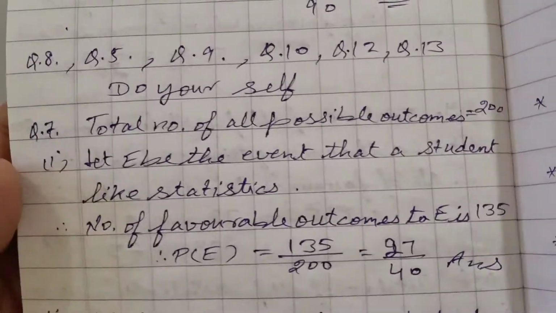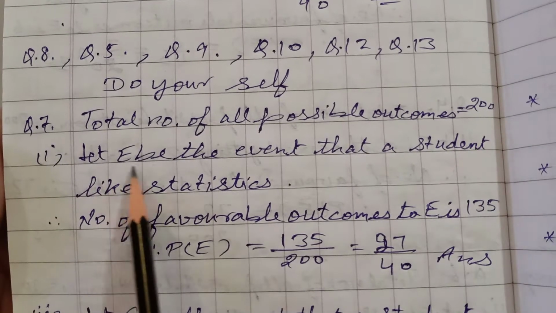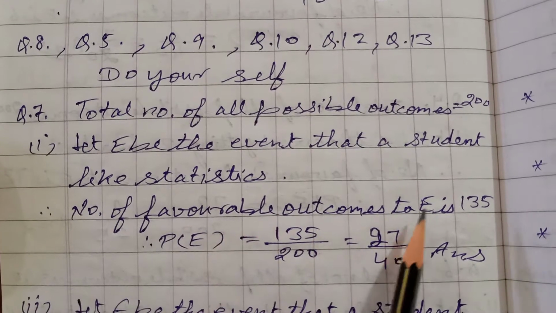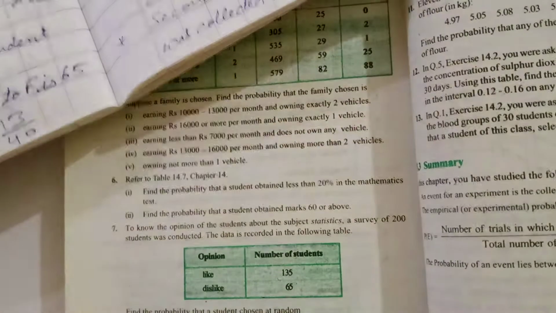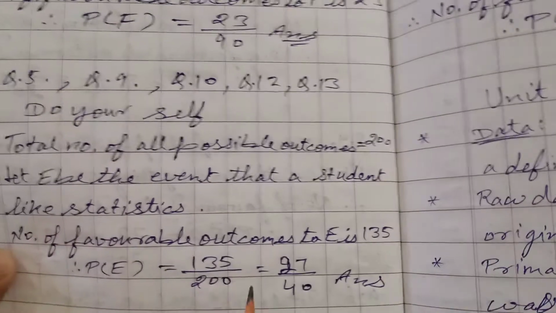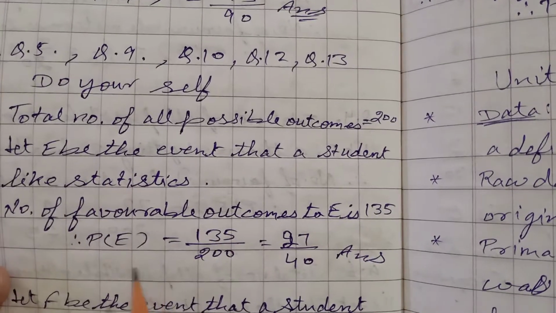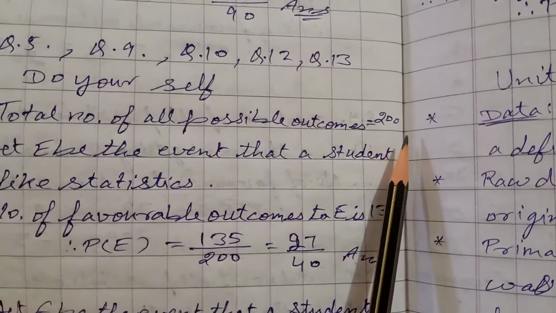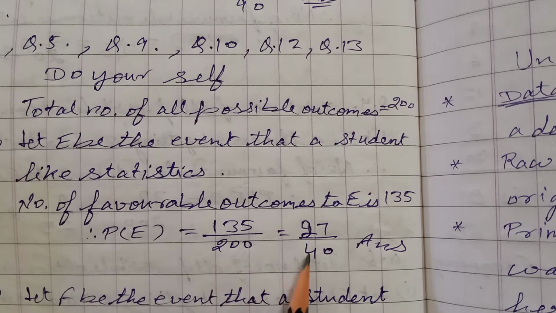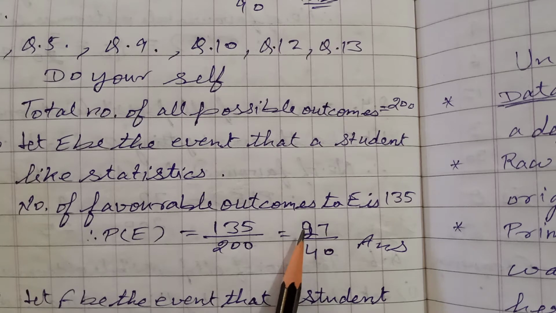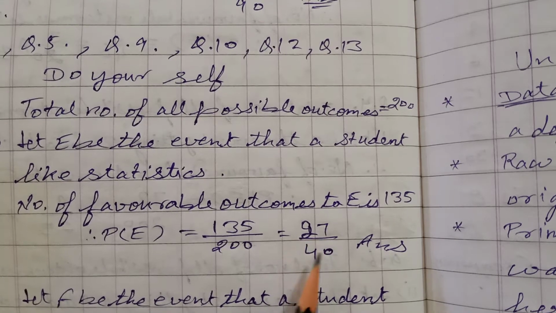Total number of all possible outcomes equal to 200. Let E be the event that a student likes statistics. The number of favorable outcomes to E is 135, that is 135 students. So P equal to 135 upon 200, where 200 is the total number of all possible outcomes. Simplifying: 5 times 4 is 20, 5 times 7 is 35. So your answer is 27 upon 40.